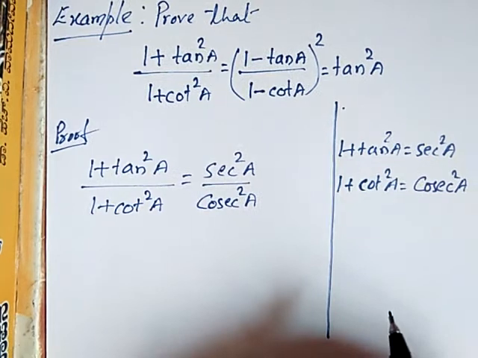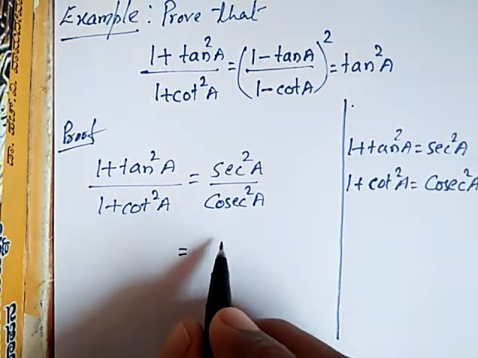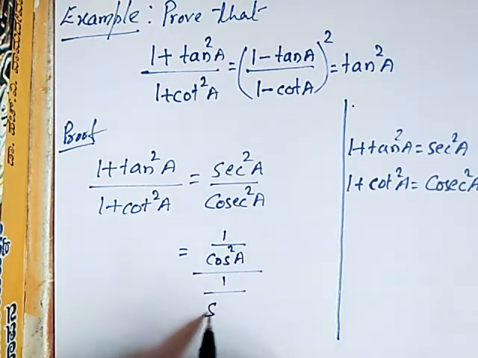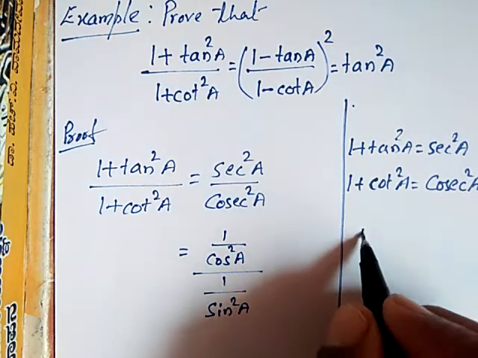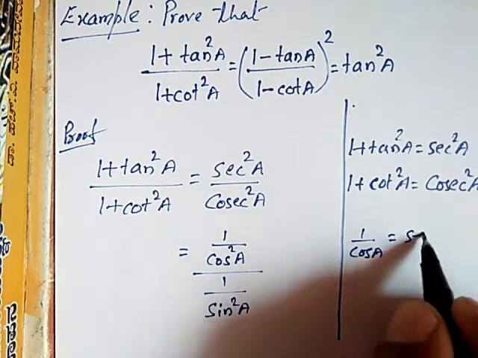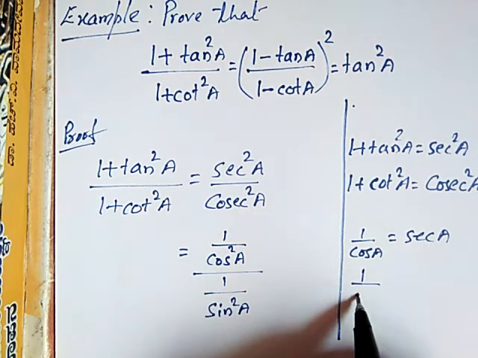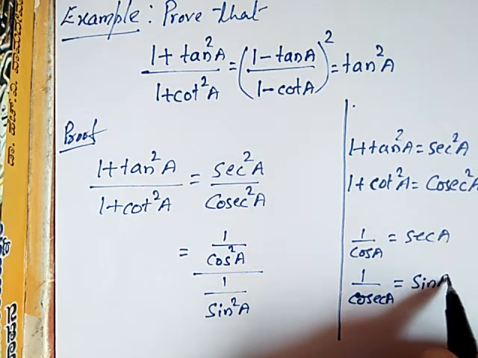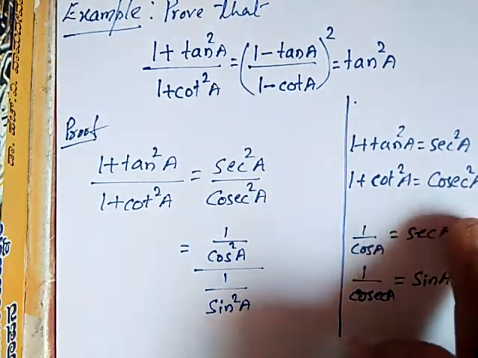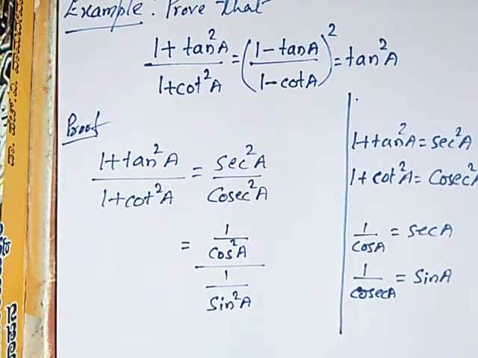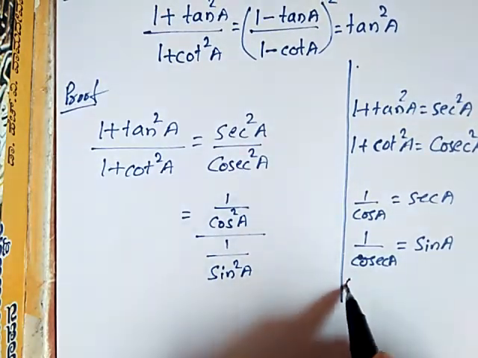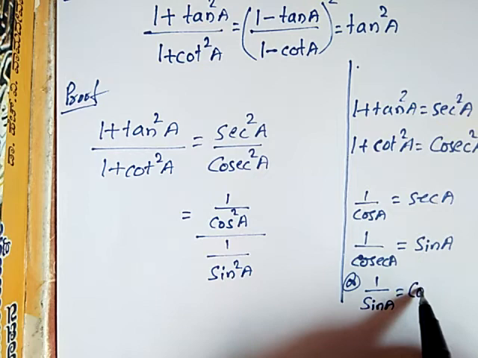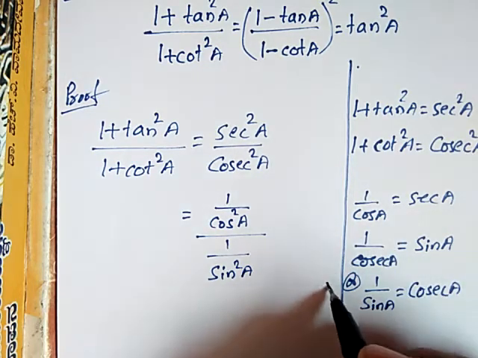So according to this, we can write secant square a as 1 by cos square a, divided by 1 by sin square a, because we know that 1 by cos a is equal to sec a and 1 by sin a is equal to cosec a. Or sec a is equal to 1 by cos a, and sin a is equal to 1 by cosec a. You use this identity.